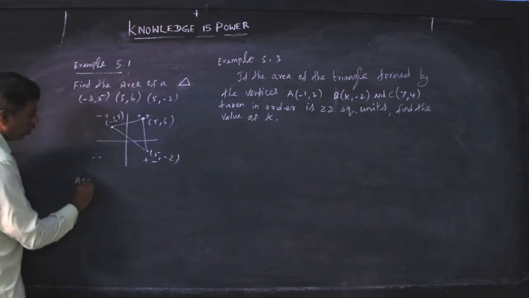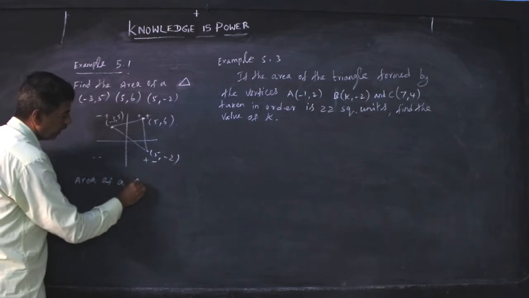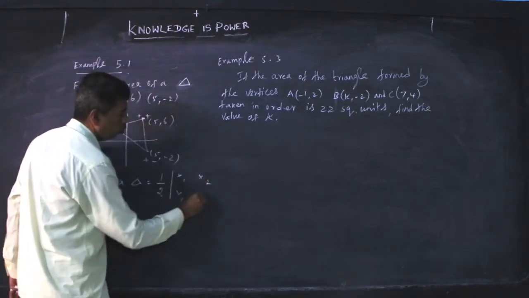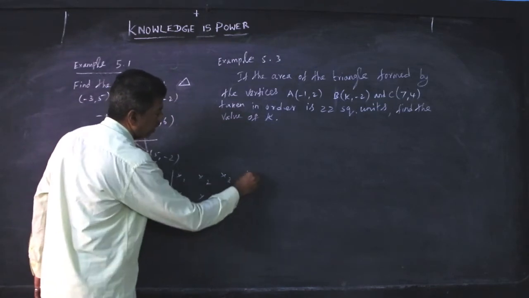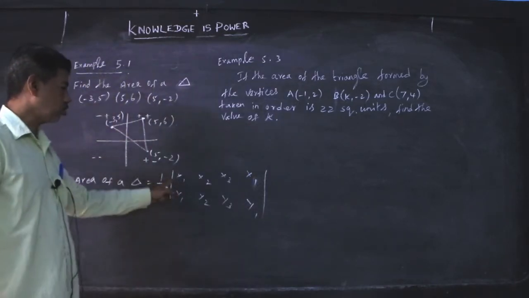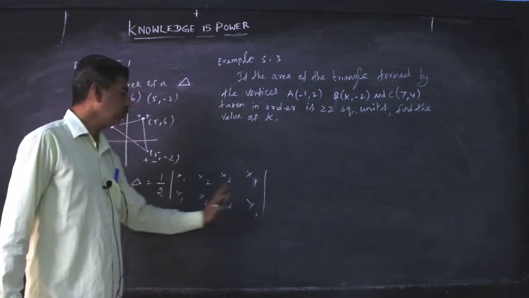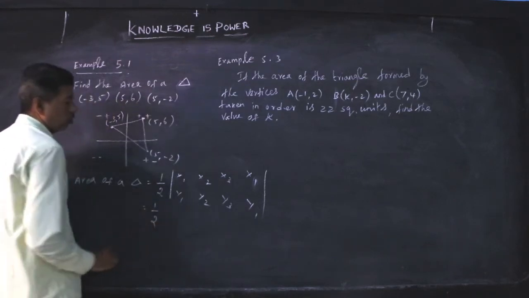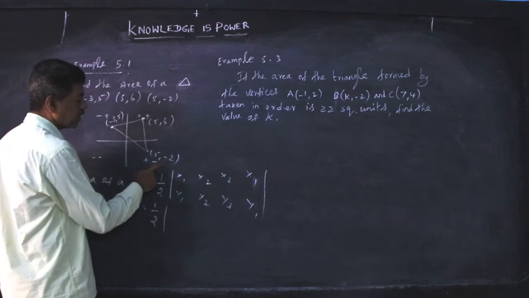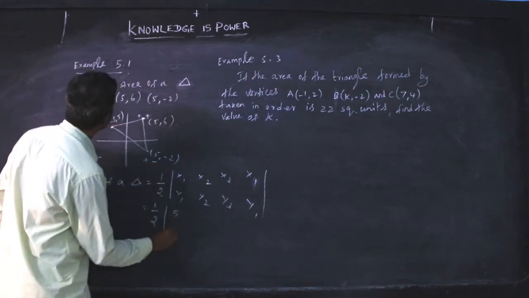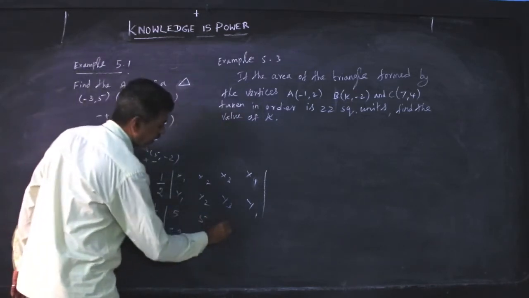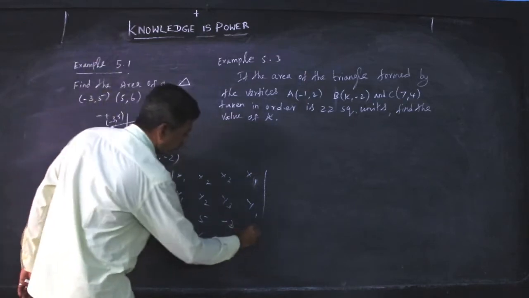First you write the formula for the area of a triangle. Area of a triangle equals 1 by 2 times x1, y1, x2, y2, x3, y3, and again x1, y1, because here there are only 3 points. No need to write this formula for all the sums, just to recall for the first sum. Suppose you take 5 comma minus 2 as x1, y1, then 5 comma 6 as x2, y2, then minus 3 comma 5, and again the same 5 and minus 2.